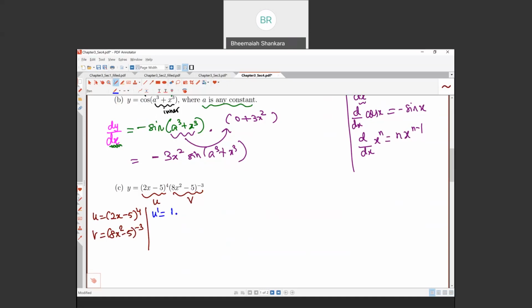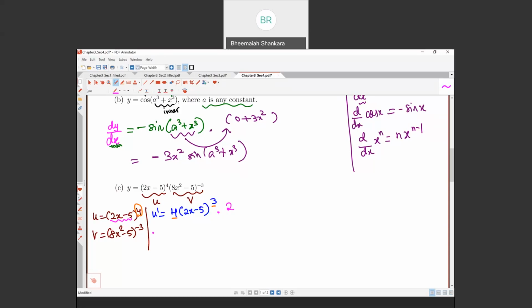So let's try to find the corresponding u prime for the problem. It is 4 times (2x minus 5) to the 3. So what we did was we derived the exponent 4 and we get this 4 and 3, which means we derived the outer function, the power rule. Now we move inside and derive 2x minus 5, the inner function. Derivative of 2x is 2. Derivative of 5 is 0, so you don't write that.